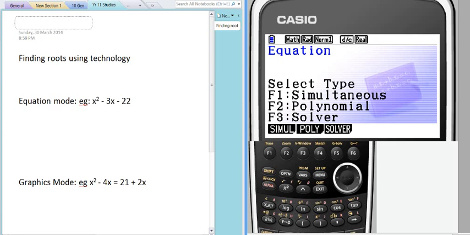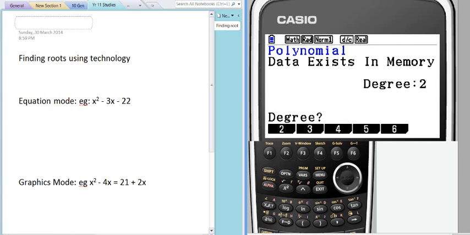Alright, now you'll have three options: simultaneous, polynomial, and solver. For our sort of questions, we're aiming for polynomial. Largely we'll be using quadratics. Some of you, have you guys all seen solver before? I think we looked through it quickly in the last topic. Solver is the Hail Mary of the calculator. You shouldn't really be using it unless you're desperate, however it will come up with the answers. Polynomial is the one we're after.